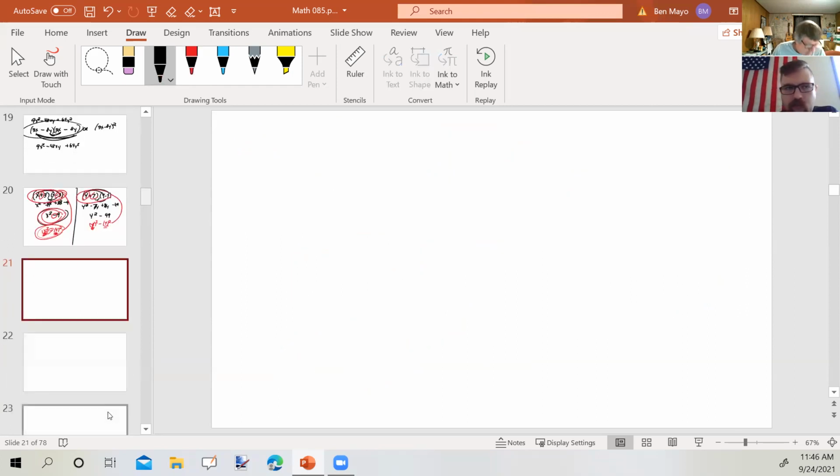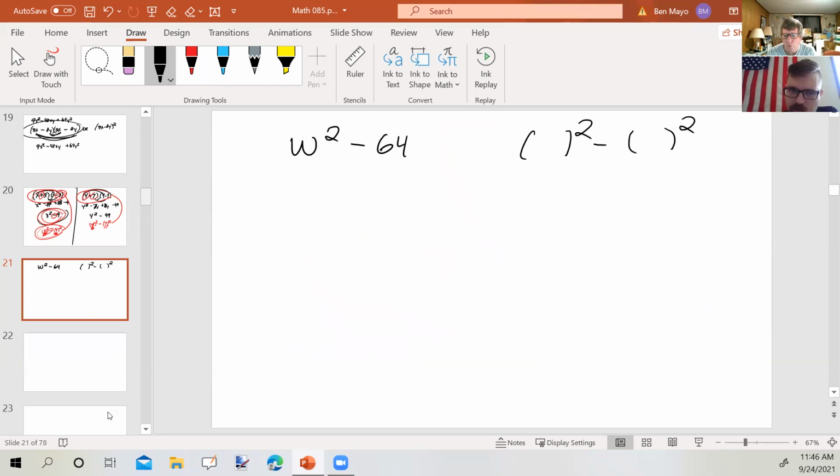Okay. Let's say we have the following problem. We have w squared minus 64, and I want to factor this thing. Because it's a binomial and there's no greatest common factor, the question I would ask myself is, could I write that in this form? Well, the answer is yes. W squared could be written as w squared, and 64 could be written as 8 squared.